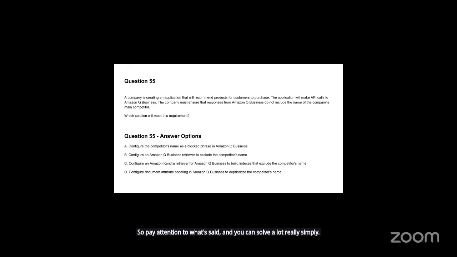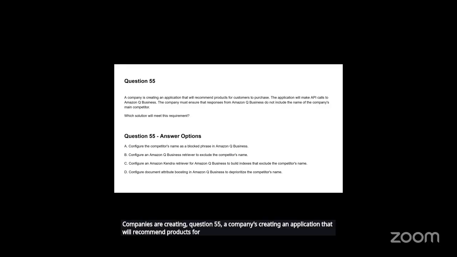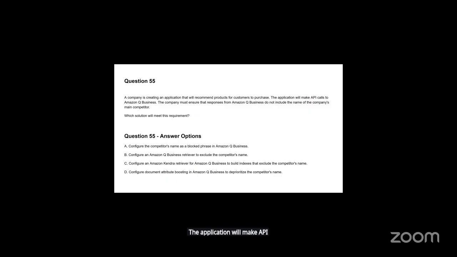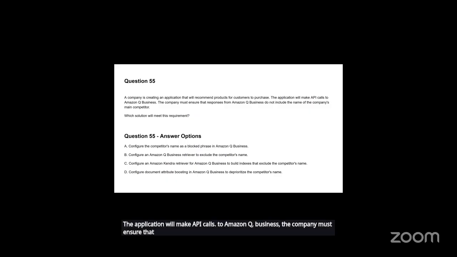Question 55. A company is creating an application that will recommend products for customers to purchase. The application will make API calls to Amazon Q Business. The company must ensure that the responses from Q Business do not include the name of the company's main competitor. What solution will meet this?